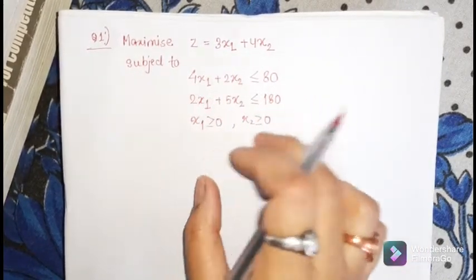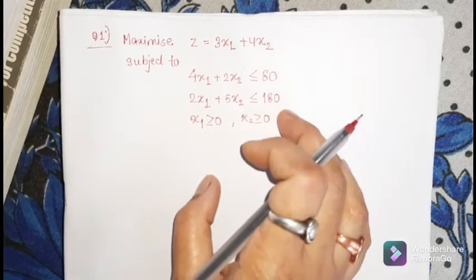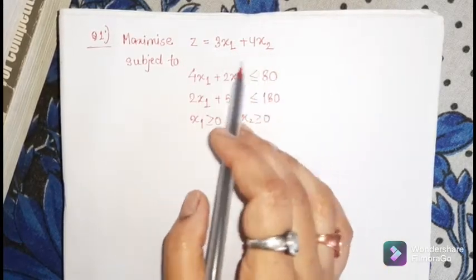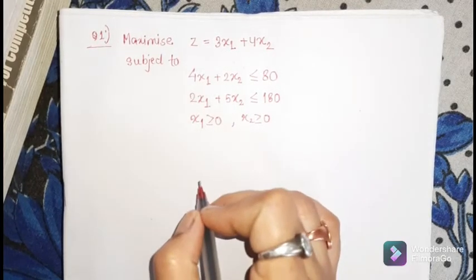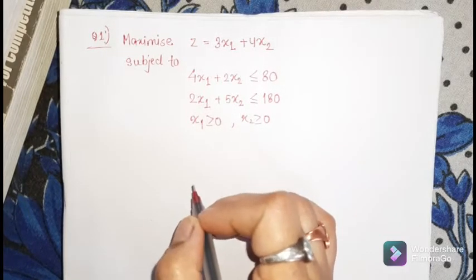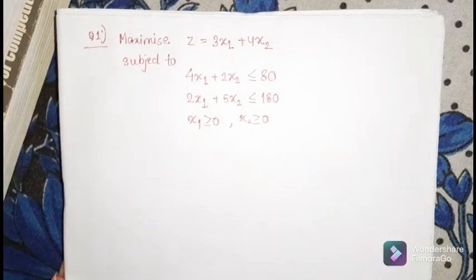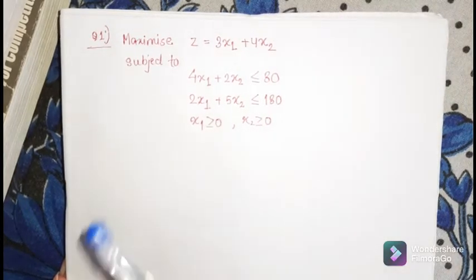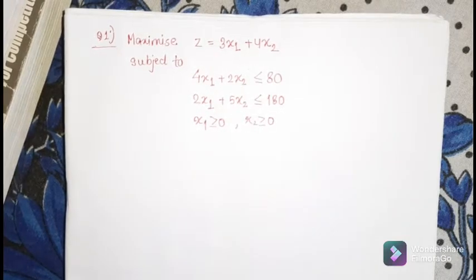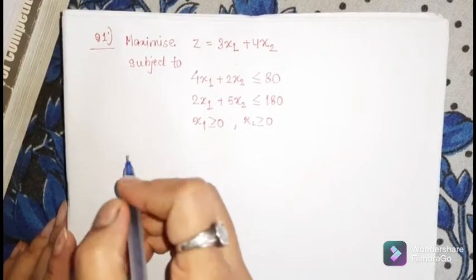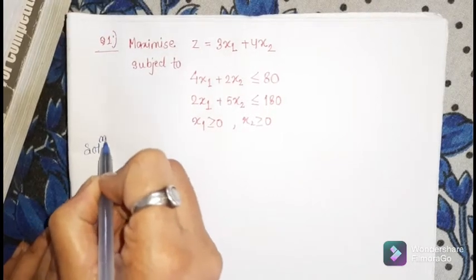So this is our question. It is directly given to us mathematically: the objective function and then subject to the constraints. So the very first step to solve this problem is to consider the inequalities as equalities, meaning we change the inequality sign to equality and then solve graphically. So we go to the solution.